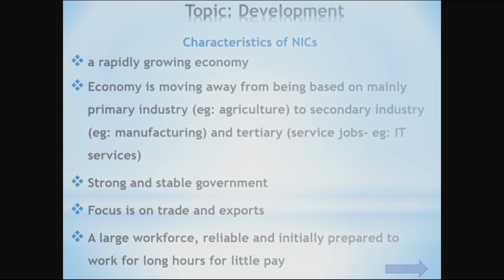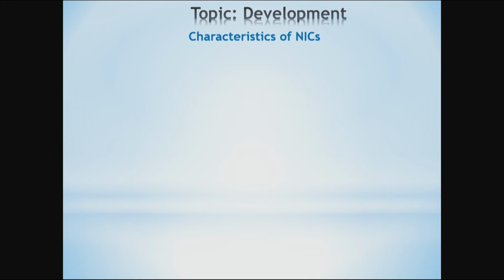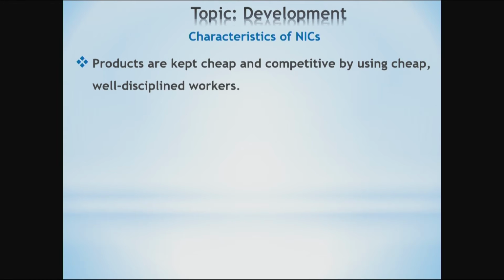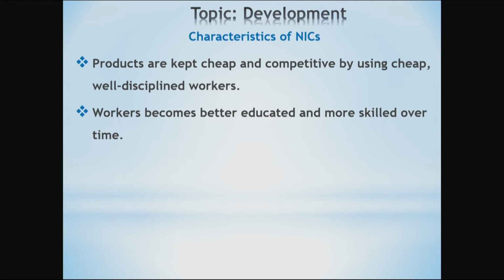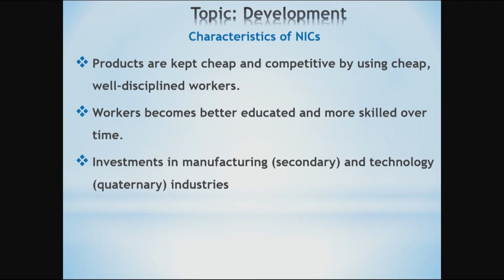Okay, we're going to look at a few more characteristics. Products are kept cheap and competitive by using cheap, well-disciplined workers, so we're talking about low labor costs. Workers become better educated and more skilled over time. There is investment in manufacturing, meaning secondary industry, and technology, where we talk about quaternary. This you're going to discuss further when you move on to S4.